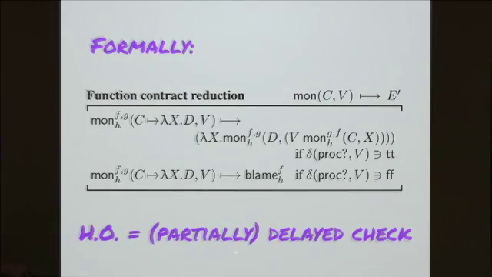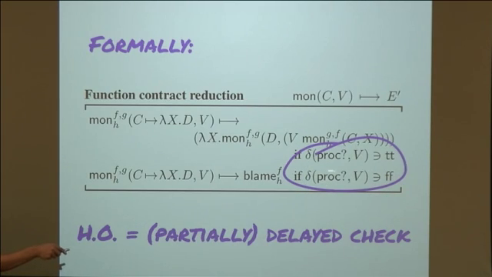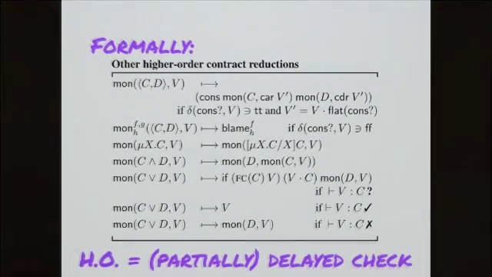Here, the distinction between flat and higher order is that a higher order contract has to be potentially partially delayed. So here is a dependent function contract checked against a value where that value is a procedure. We just do the eta expansion here, driving down the contracts, and we blame if it's not a procedure. We've pushed all of the work into delta telling us whether this thing is a procedure or not.